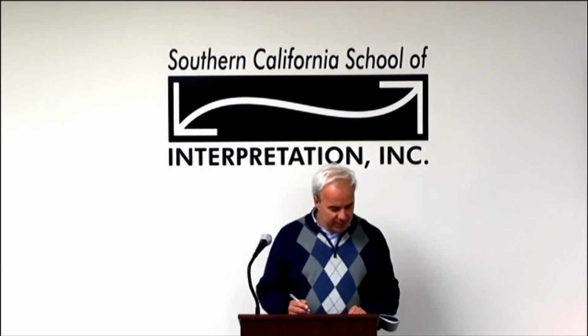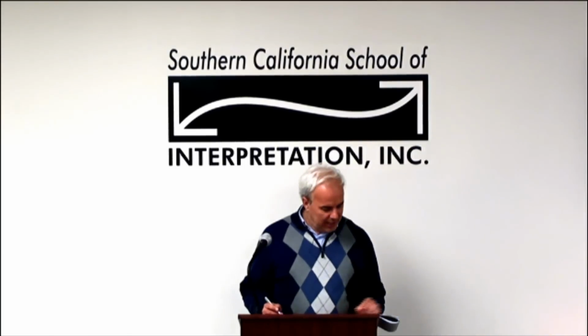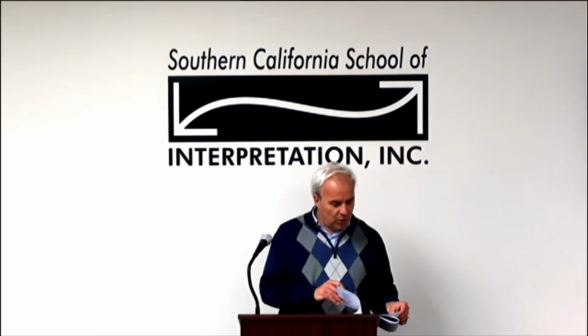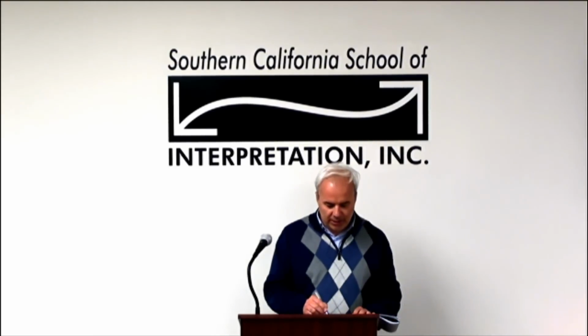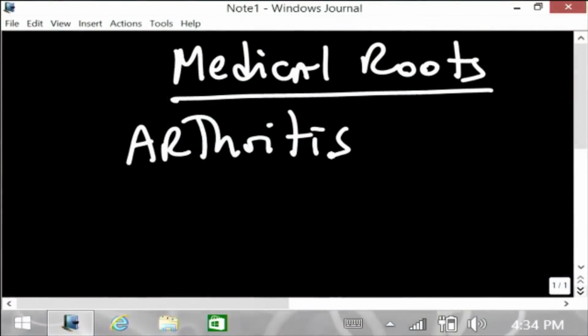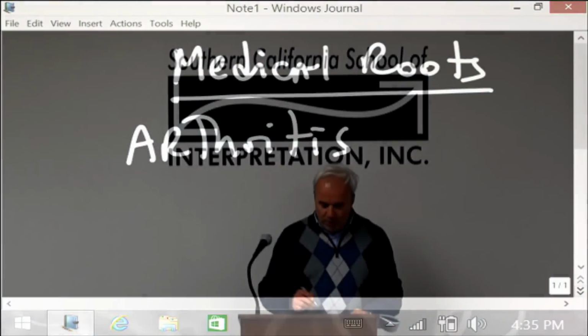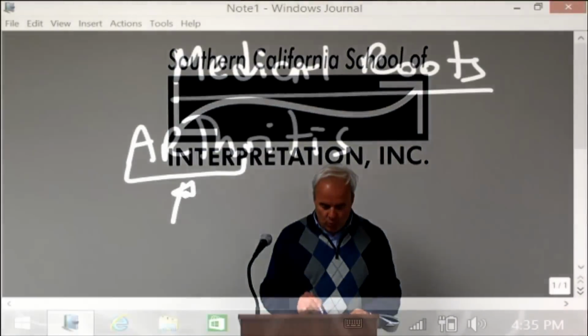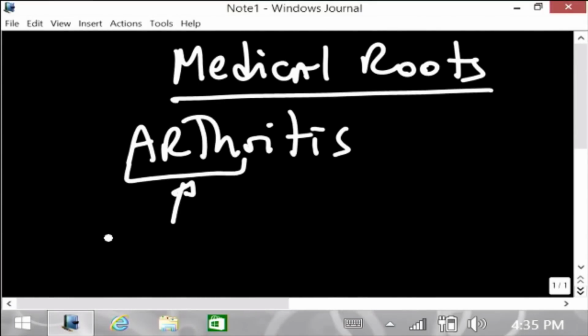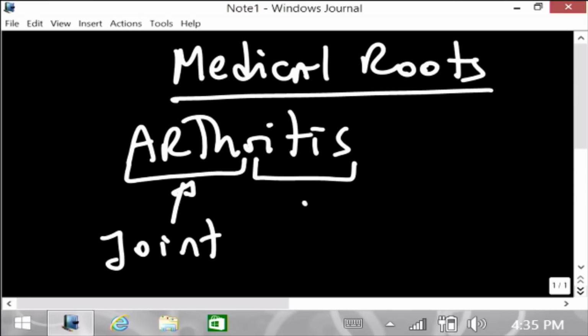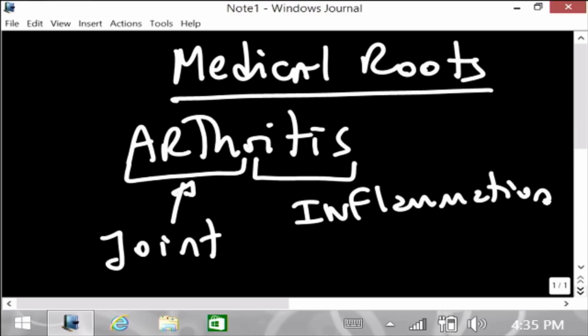How could you actually use these roots? Let's say, for example, that they give you a word, and I'm going to use it in English: arthritis. We all know what it is, but let's say that you don't know. Well, this root, A-R-T-H, refers to the joint in the body. And I-T-I-S refers to inflammation. So what this means is inflammation of the joints.